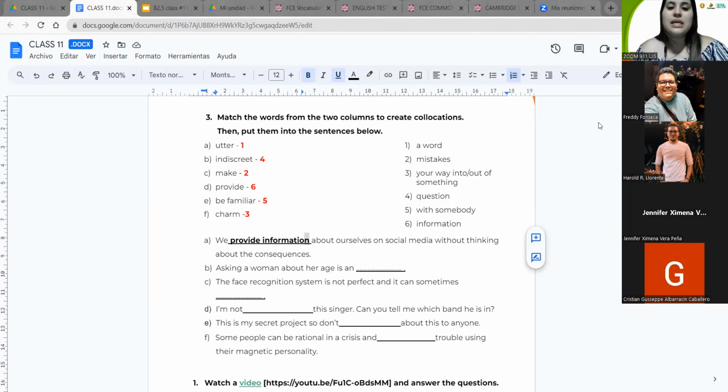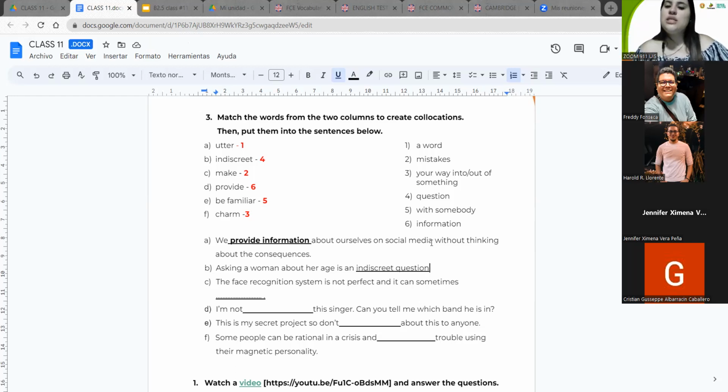Let's go with the second one. Asking a woman about her age is an indiscreet question. But I disagree with this one. I think in the past it was very strict, but now age is something normal. So if you want to feel old, that depends on you. Yeah, I agree. Maybe it was in the past, like, oh, you shouldn't ask a woman about her age. Nowadays it's like, oh, it's okay.